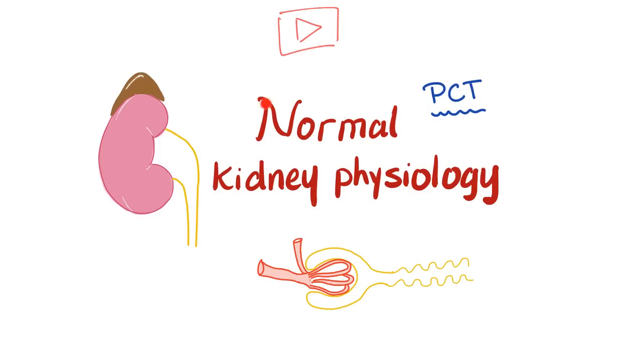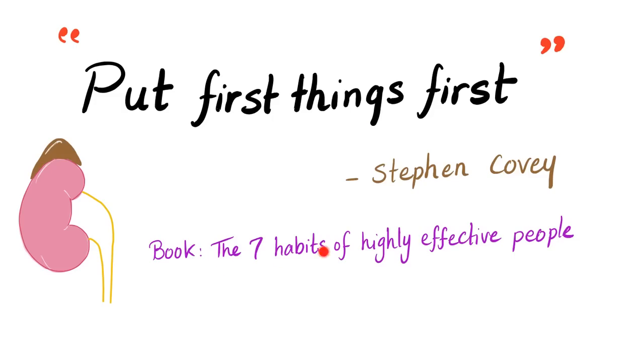Four videos ago, I talked about the normal kidney physiology in the proximal convoluted tubule. It's very unlikely that you will understand anything in this video if you haven't watched that video first, so please do it. In his book, The 7 Habits of Highly Effective People, Stephen Covey said, "Effective people put first things first," and the kidney listened.